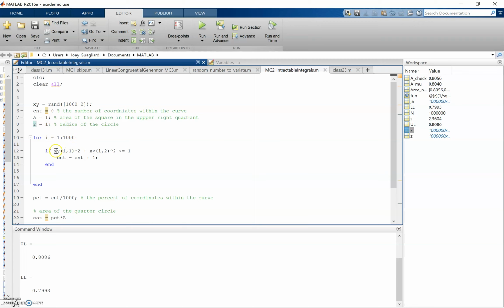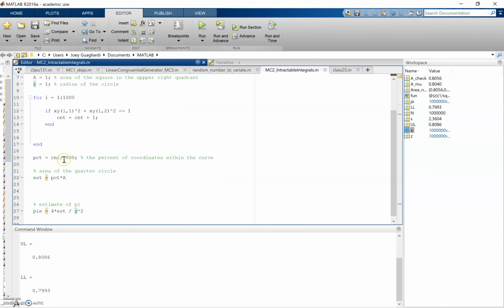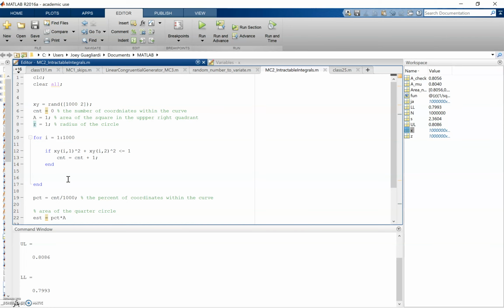So we go through the loop of 1,000, and what this if statement is saying is if that coordinate happens to fall in the circle, the count would go up, but if it doesn't, it won't. Basically, we'll take a percentage from this out of 1,000, multiply that by the area of the square quadrant, and that will give us the estimated area.